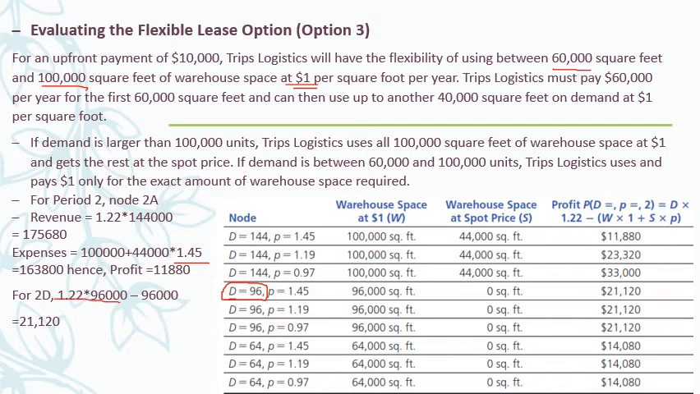So this is the revenue, this is the expenses, and hence the profit is 21,120 rupees. So what is the net profit? Net profit is equal to 21,120. See here, 21,120, it has been indicated here. Similarly, calculate for all the nodes, 9 nodes.